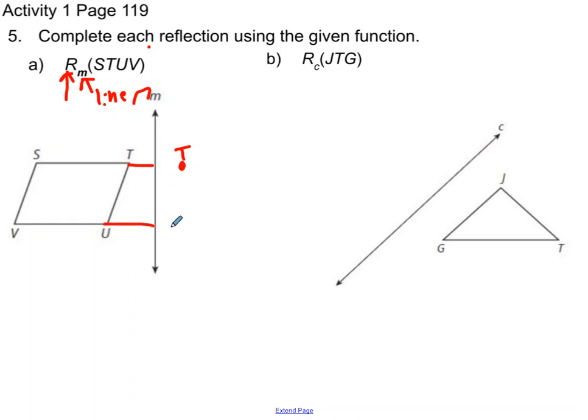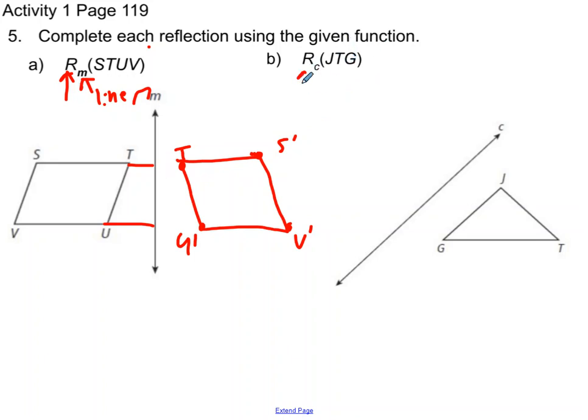And then U to U prime, so it's going to be about right there. And then V is going to be about right there. And then S is going to be about right there. And then I can connect the dots. And it'll be that. For homework, it's going to be on Delta Math. You're not going to actually be drawing, and you're going to be able to count the spaces. What does this one mean?